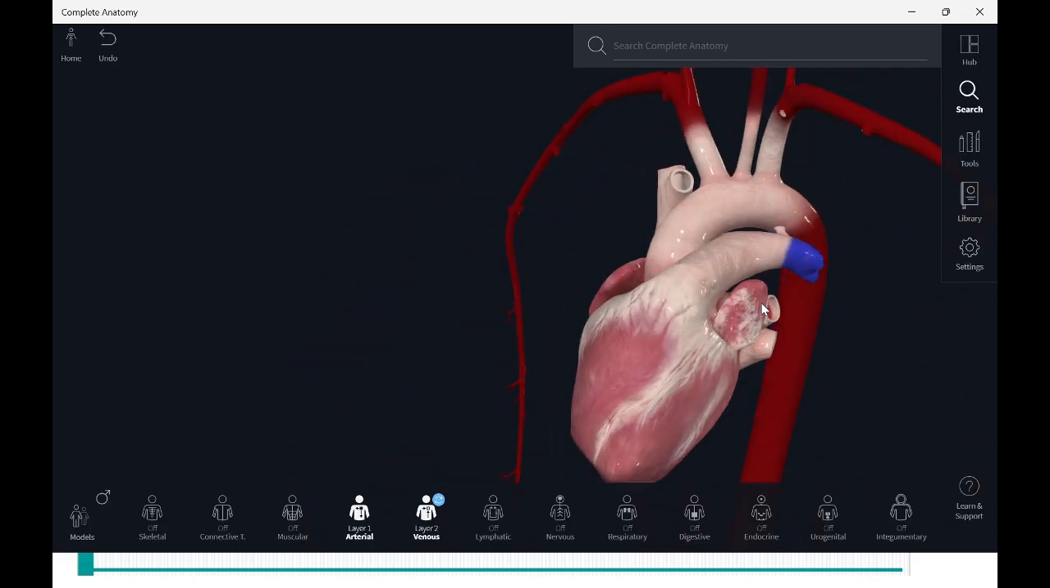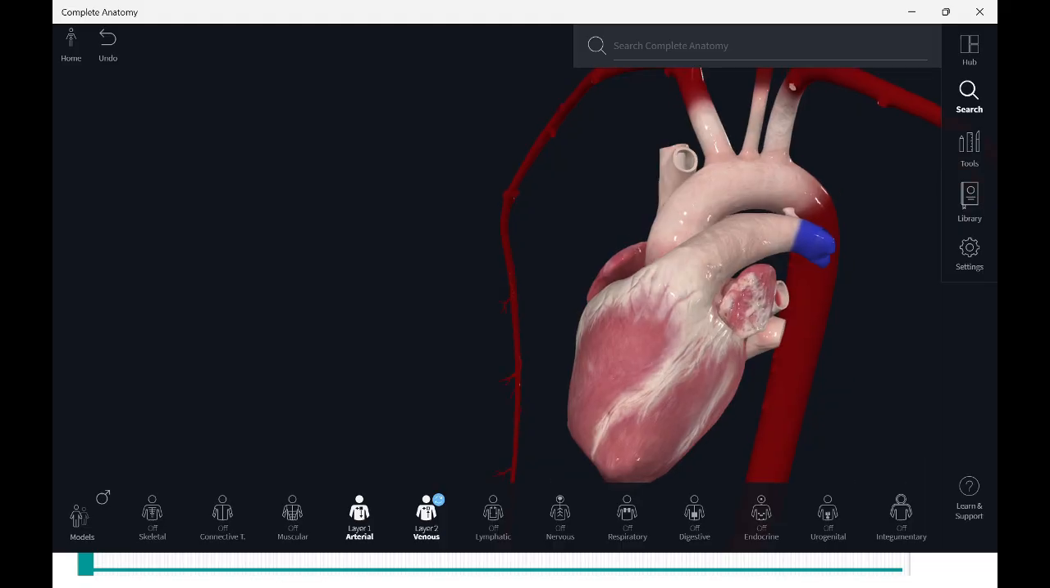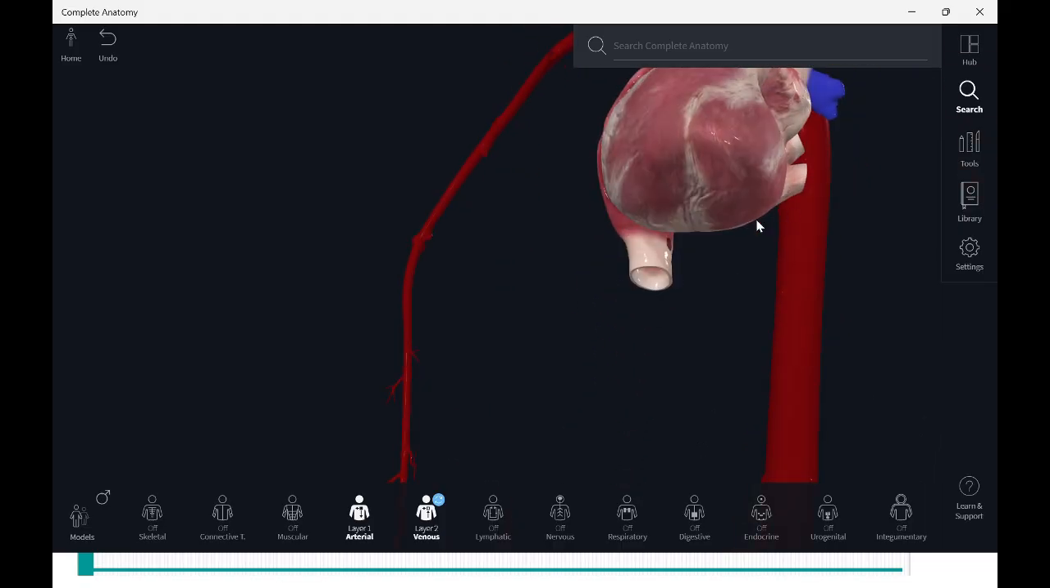Okay, now for the lower border is essentially this part of the heart, and it's going to be formed mainly by the left ventricle, as we can see, small part of it by the right ventricle, but formed mainly by the left ventricle.